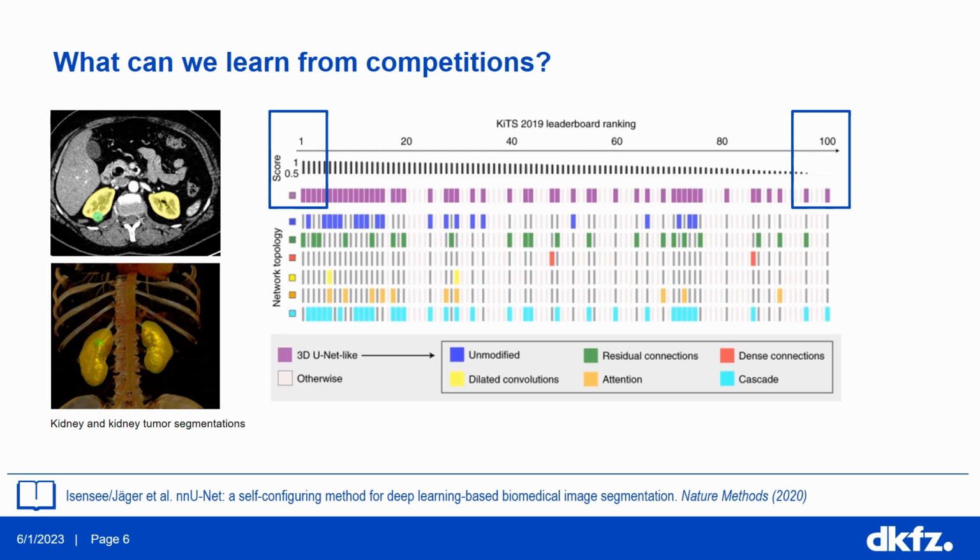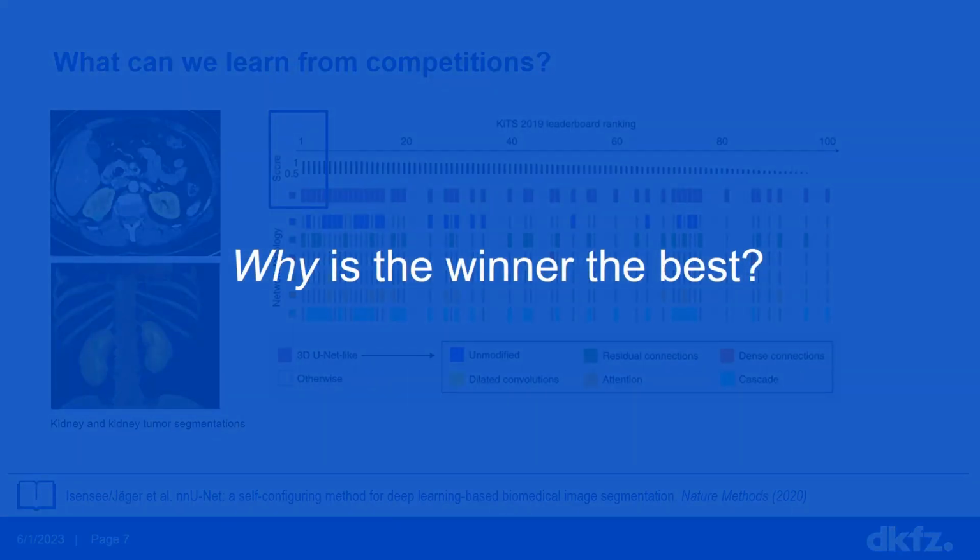Finding an answer is less straightforward than it may seem, as the relevant details may not be contained in the corresponding publications. These often only focus on descriptions of architecture and neglect other aspects of a method, such as data augmentation or data splitting strategies. So how can we shed light on the question, why is the winner the best? Our solution was a huge team effort.